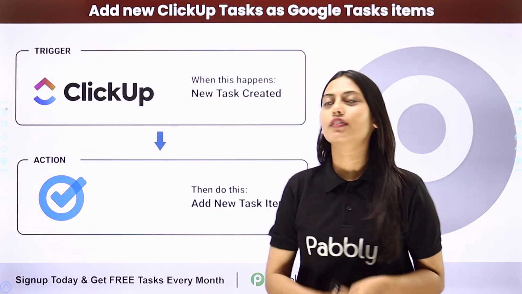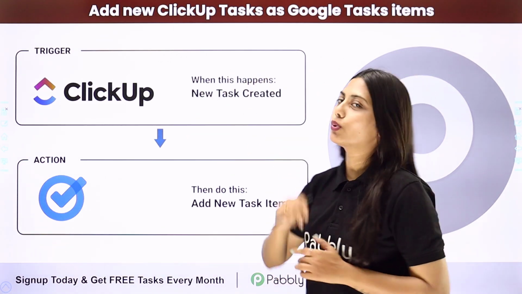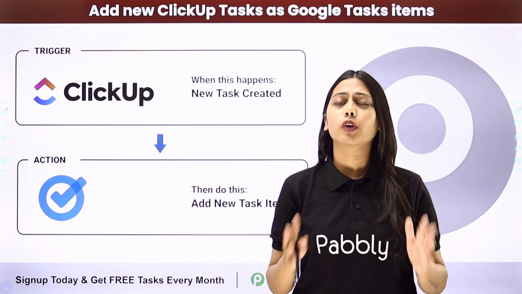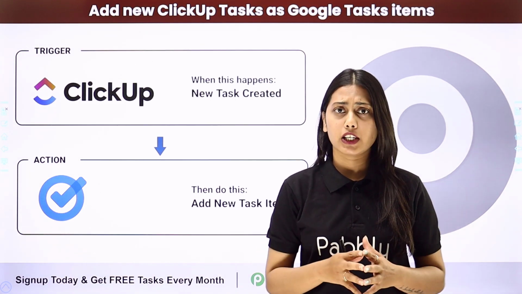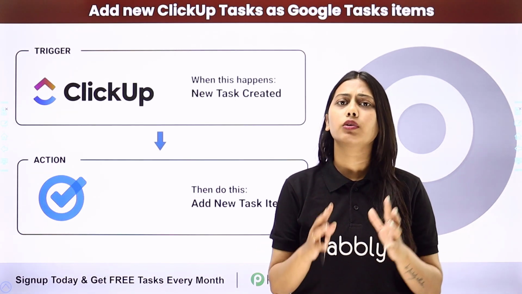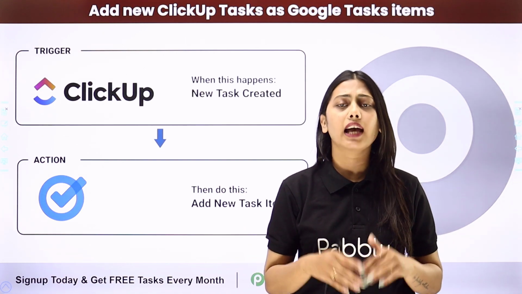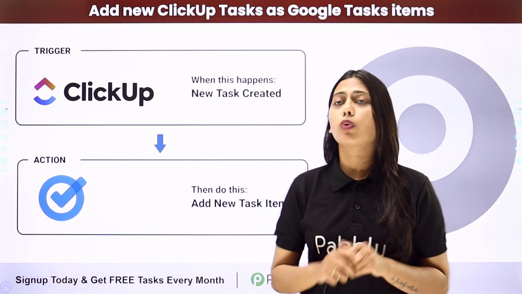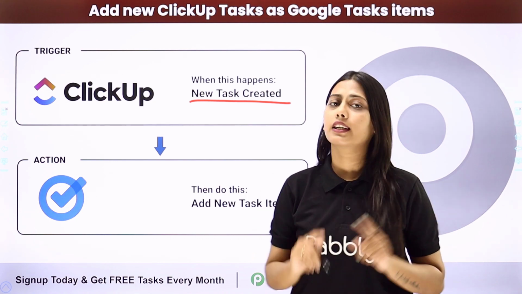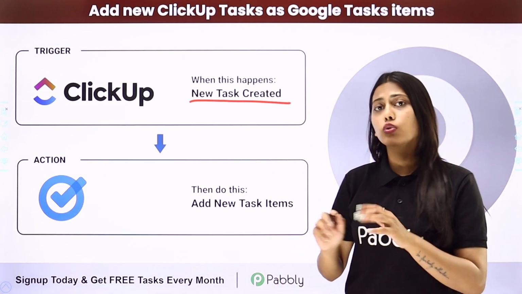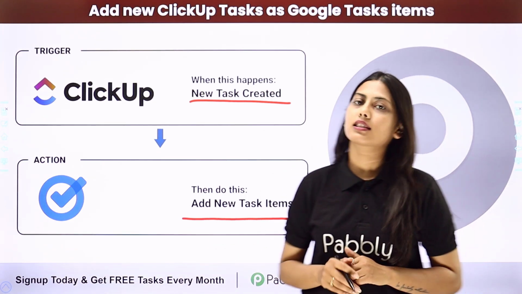Hello everyone, today we will learn how to add new ClickUp tasks as Google Task items. ClickUp is a project planning and project management application, and Google Task is where you can keep a record of all the tasks you have done and you might have to do later. So if you want that every time a new task is created in ClickUp, it is added in your Google Task account as a task item.